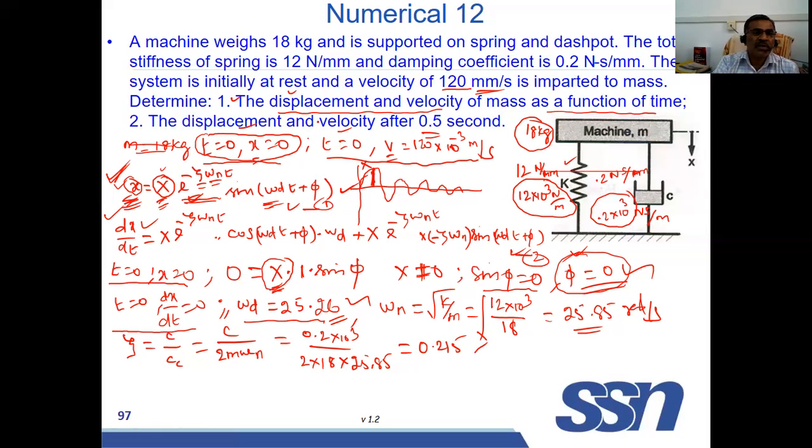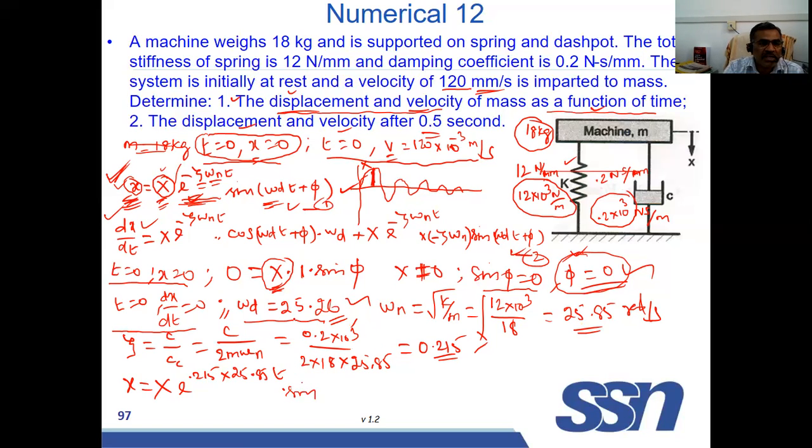Now what do you have to do? You have to write the displacement and velocity equation as a function of time. Then what is the equation? X is equal to capital X into e power minus psi omega n t. What is the value of psi? Psi is equal to 0.215. What is the value of omega n? 25.85, into t, multiplied by sine omega d.